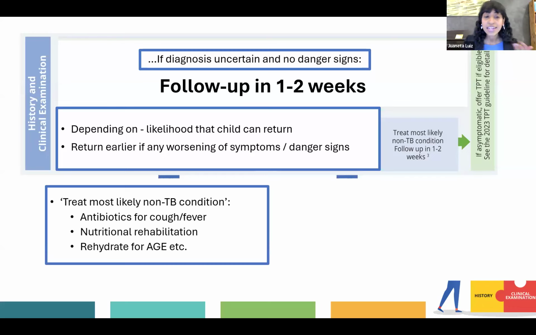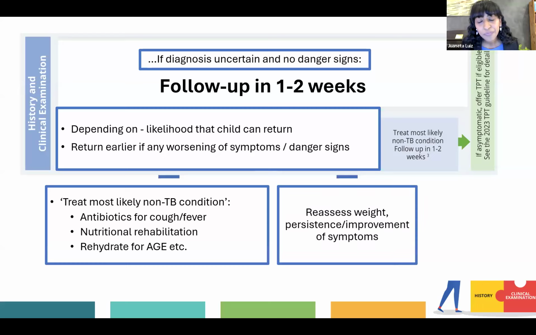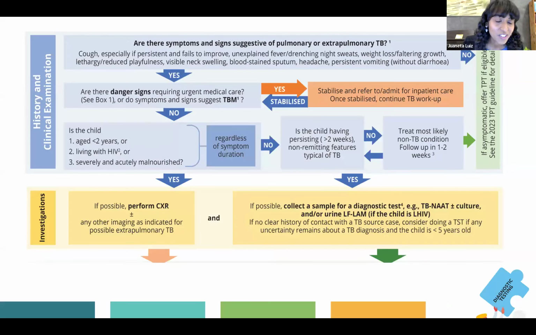This could include antibiotics for cough and fever if you think that there could be a bacterial infection, nutritional rehabilitation for children that may have malnutrition, perhaps due to food insecurity, and then rehydration for AGE, etc. And when they come back, we need to then reassess completely, reassess the weight, plot them again, and reassess for persistence and improvement of symptoms. And that takes me to the next box.